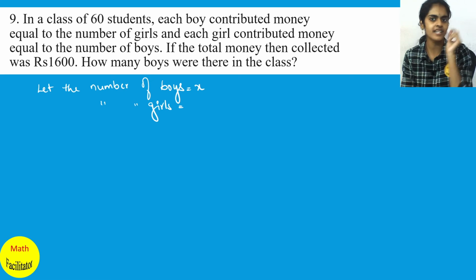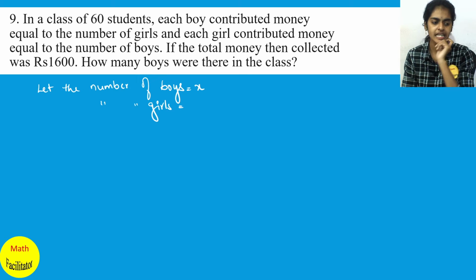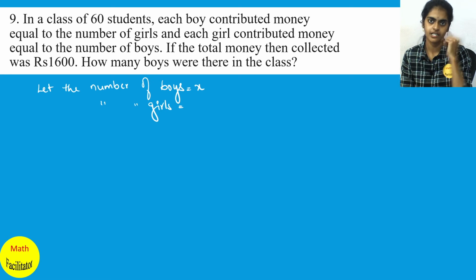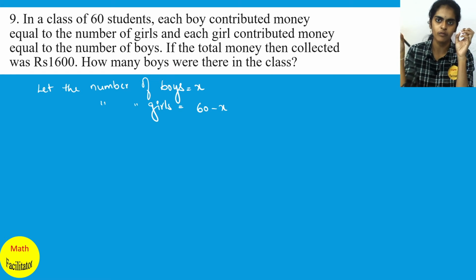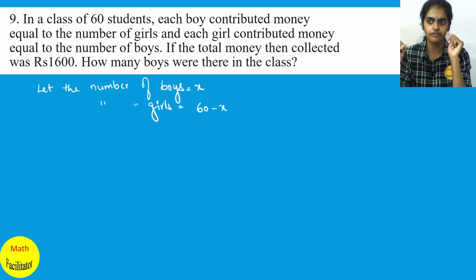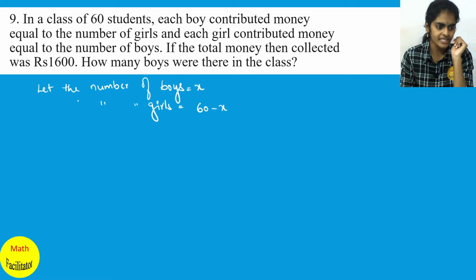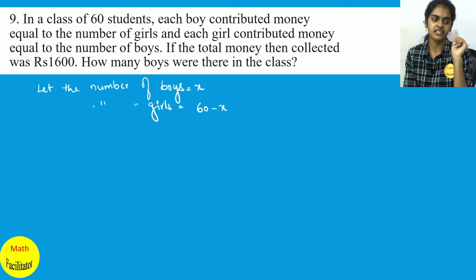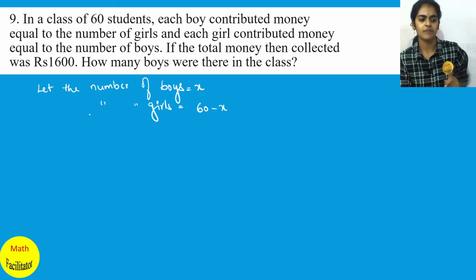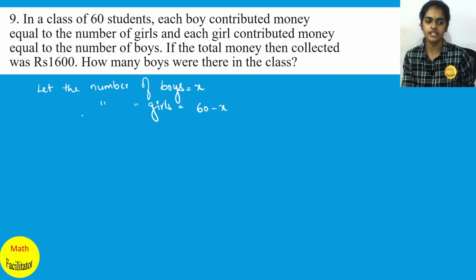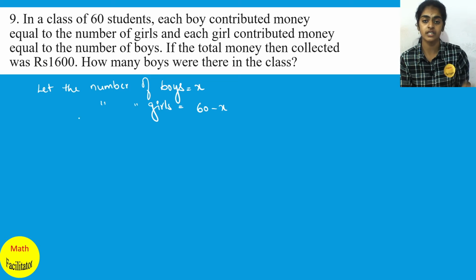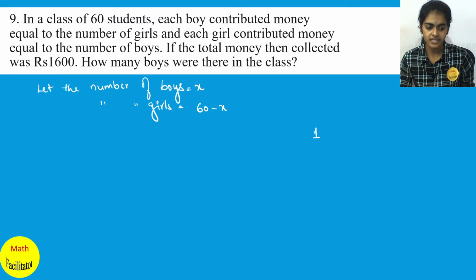There are X boys in the class. The total number of students is 60. So girls will be 60 minus X. If you remove the number of boys from the total strength, you will get the number of girls. Isn't it? Now see the condition. Each girl is contributing money equal to the number of boys, and each boy is contributing money equal to the number of girls. That means one girl is contributing money equal to the number of boys.